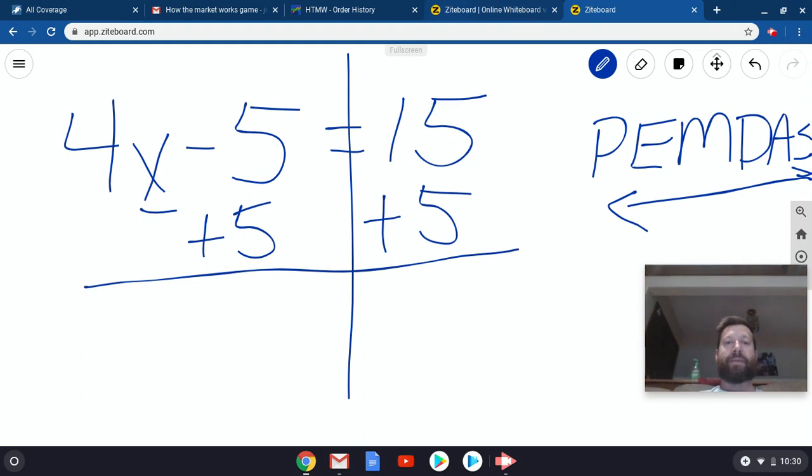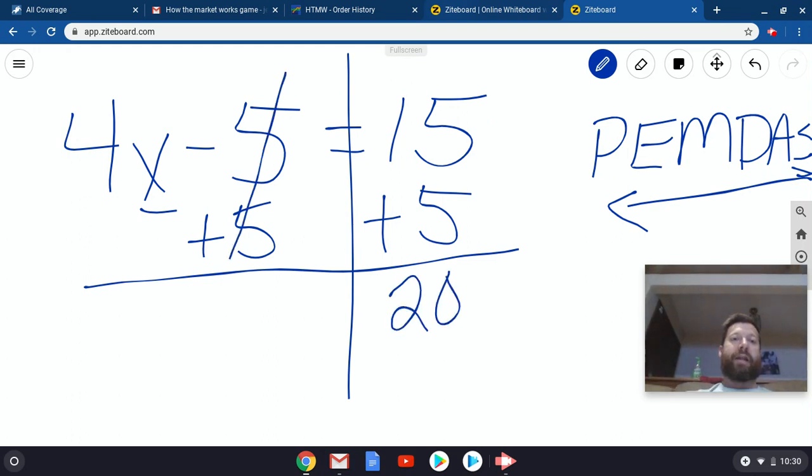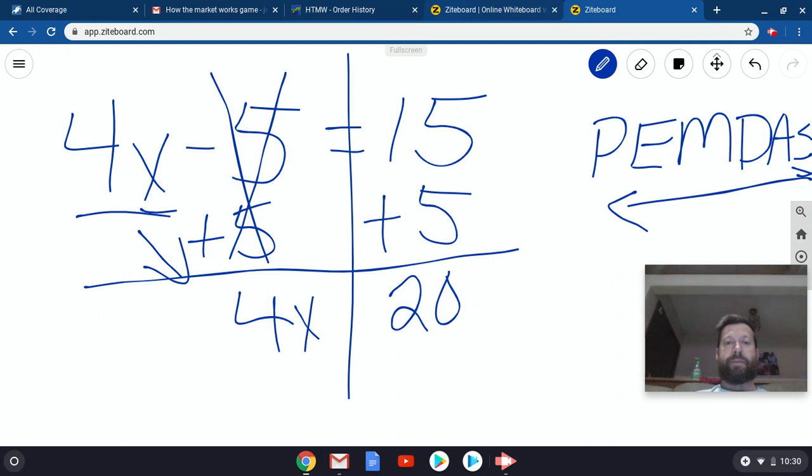And then I rewrite my equation. I'm not going to try to skip any steps. I'm not going to try to jump ahead and try to do all the math in my head. I'm going to rewrite it. 5 and negative 5 cancel. 4x is left right here, so it gets dropped down. And my equal symbol comes down as well.